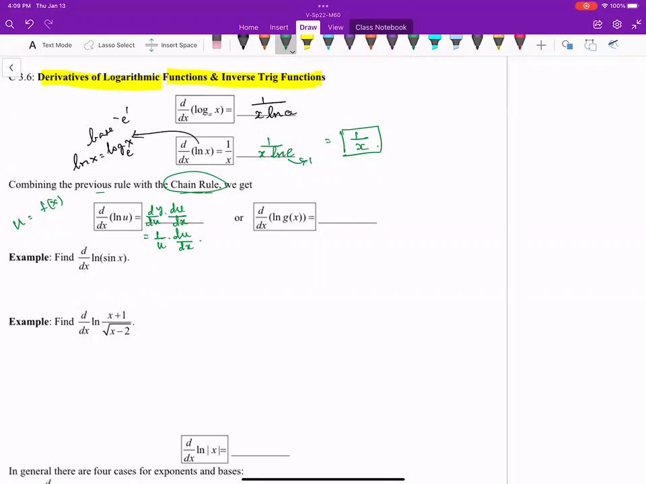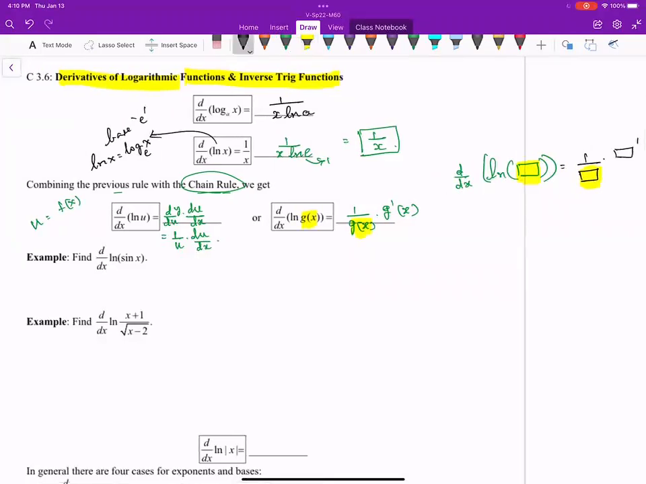What is the derivative of ln of something? So ln of g of x. It's 1 over g of x times the derivative of g of x. In general, if you have ln of something, a box, let's say, it will be 1 over that box times the derivative of that box. It's 1 over g of x, then the derivative of g of x.